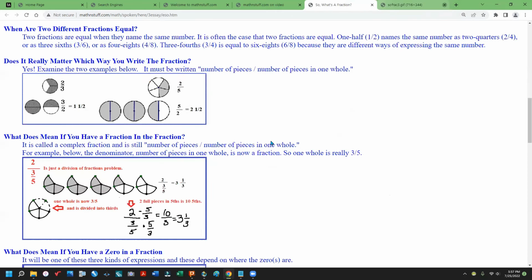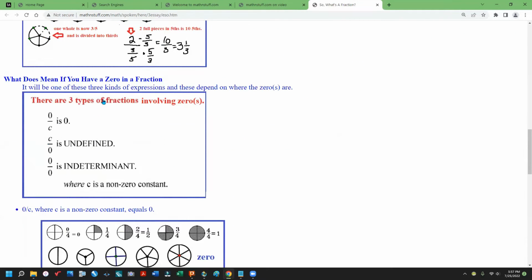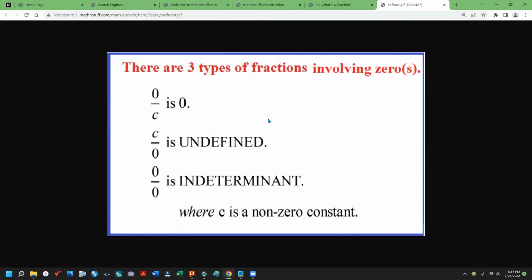Now, why did I go through all that? Because I wanted to talk about zeros. Zeros in fractions. 3 different types of fractions exist. Fractions in which zero is on the top, 0 pieces, and some number of pieces in a whole. Or a fraction where there's some number of pieces, but you're dividing by 0.